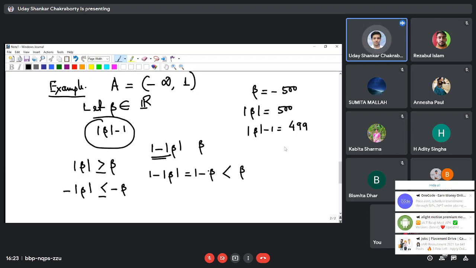If beta is positive, can I say always 1 minus beta is less than beta? Suppose beta is 0.25. Then what is 1 minus 0.25? This is 0.75. Is it less than 0.25? No. Are you getting this?